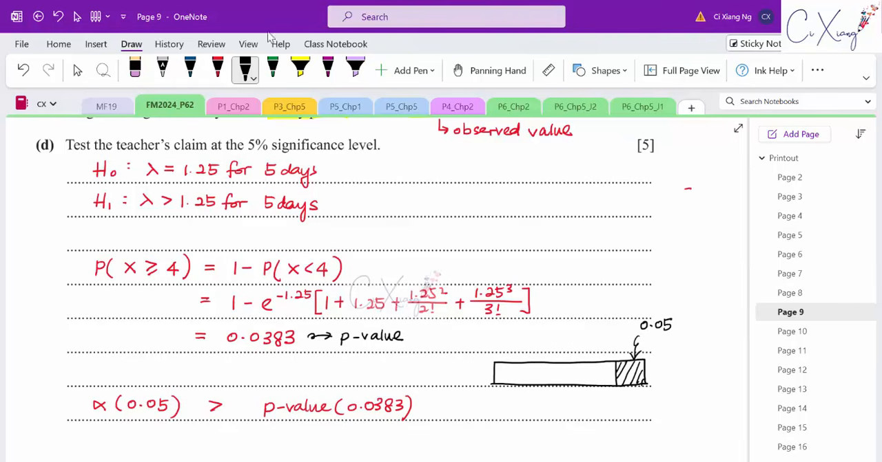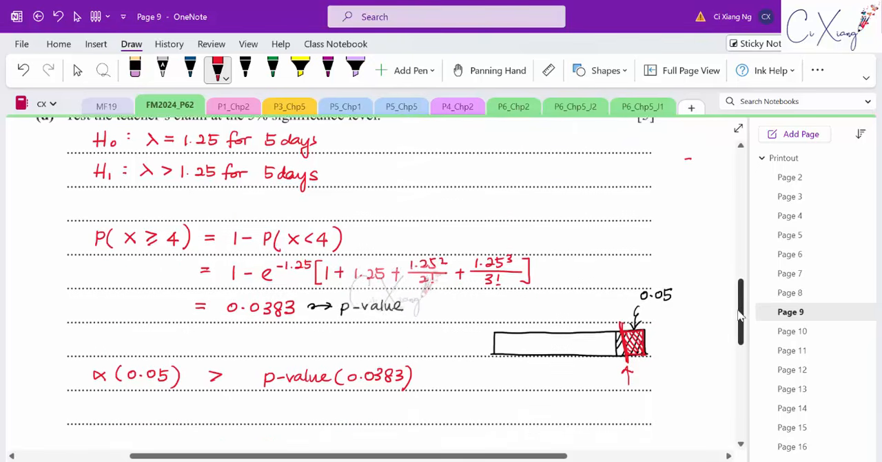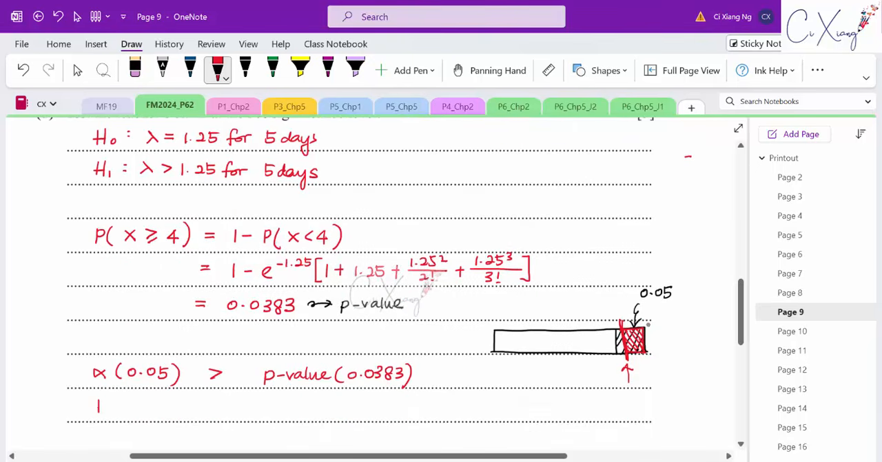If I want to put my p-value inside the diagram, it has a smaller area, so I have to draw a smaller area on the right-hand side as well. The red one is my p-value. When you draw the area, what about the borderline of the area? It still falls under the rejection region, correct or not? Therefore, I know that I need to reject the null hypothesis.